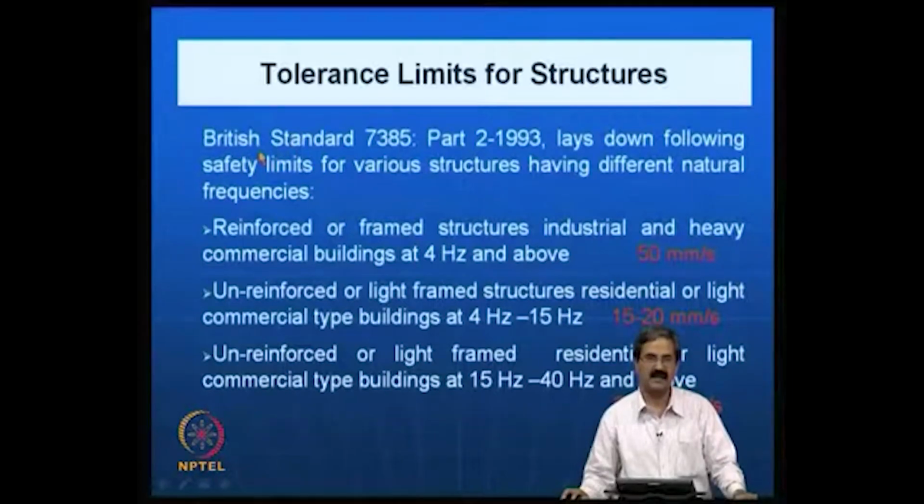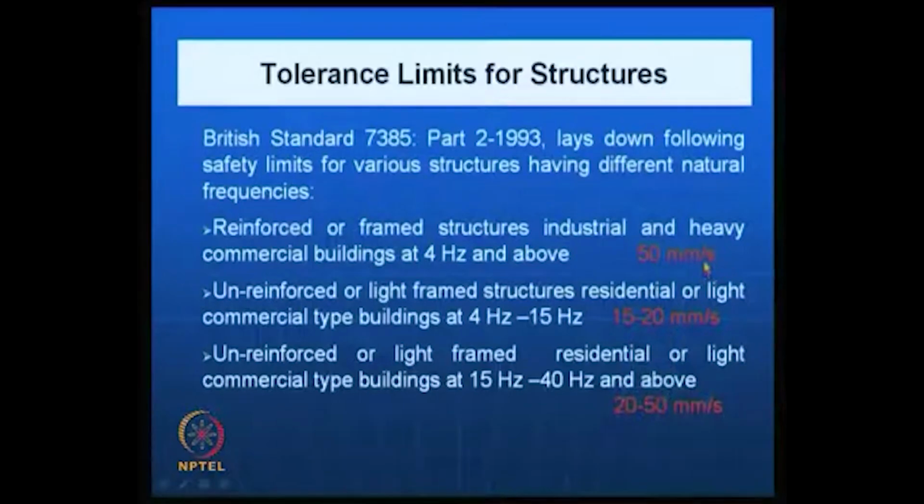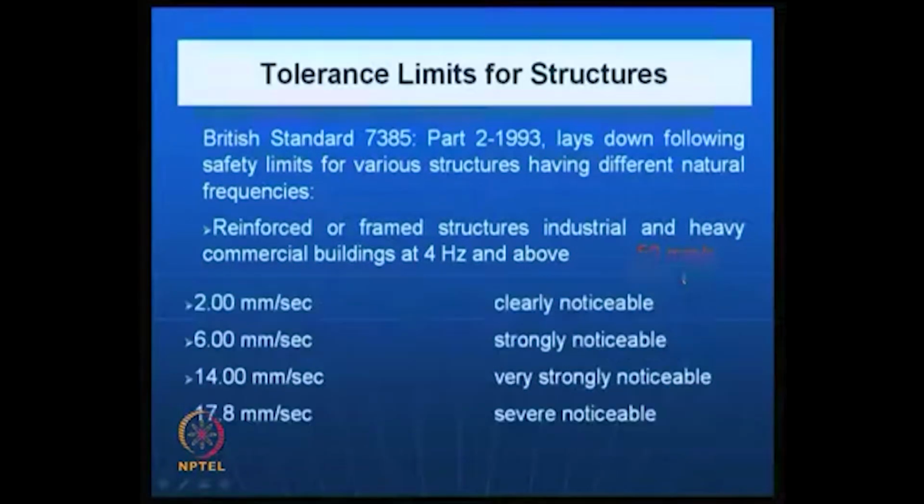Even in British standards they have some limits. For example, for a reinforced RCC structure or industrial structure, what should be the peak particle velocity? About 50 mm per second. For light unreinforced buildings, 15 to 20 millimeters per second. For small residential buildings, 20 to 50 millimeters per second. So, these are all some limits.